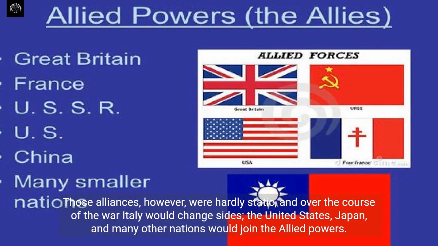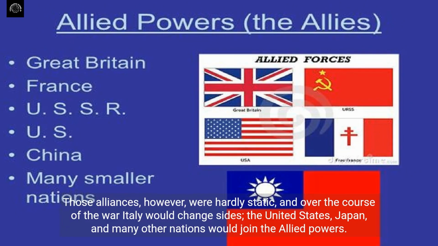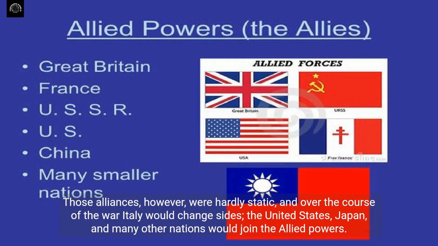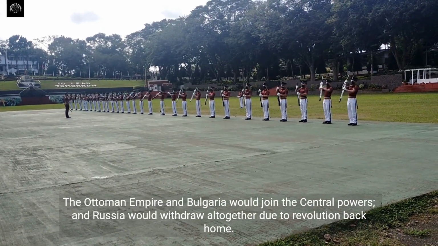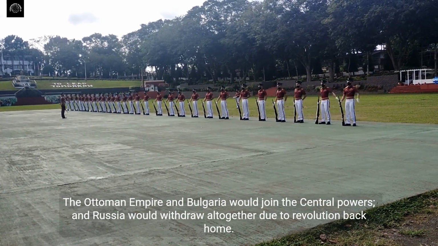Those alliances, however, were hardly static, and over the course of the war Italy would change sides, the United States, Japan, and many other nations would join the Allied Powers. The Ottoman Empire and Bulgaria would join the Central Powers, and Russia would withdraw altogether due to revolution back home.